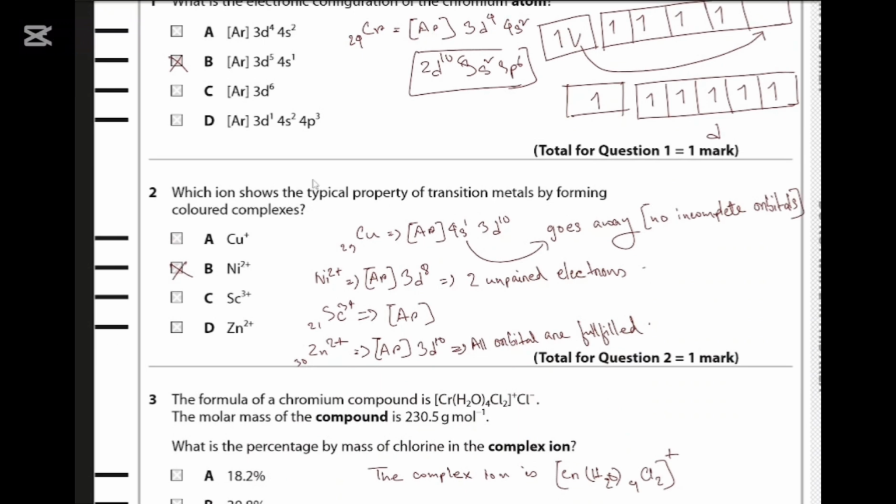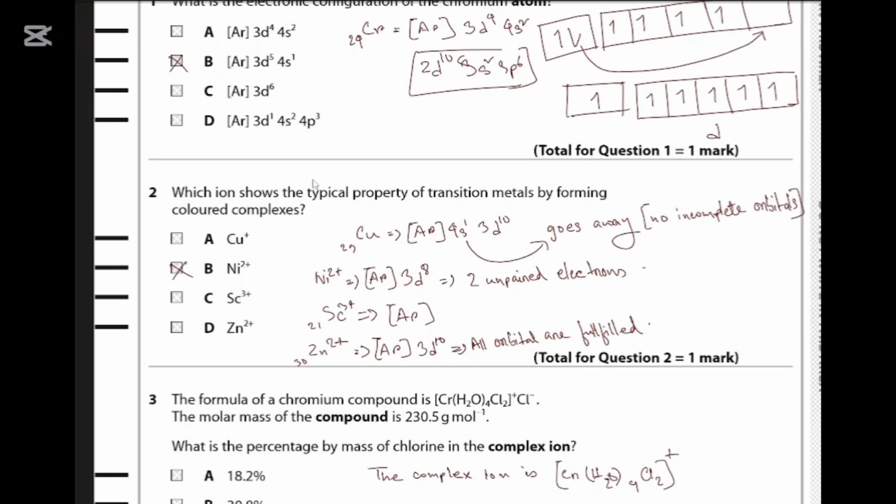Question 2 says, which ion shows the typical property of transition metals by forming colored complexes? We know that color is only visible when electrons transition from lower energy orbitals to higher energy orbitals, when there is a gap between the energy of the d orbitals. So we just have to see which of these ions have unpaired electrons in their d orbital.